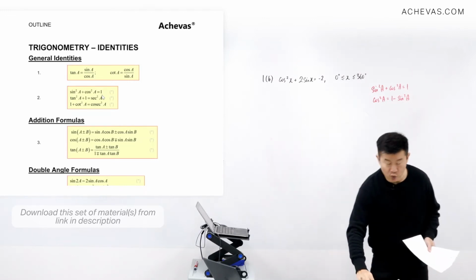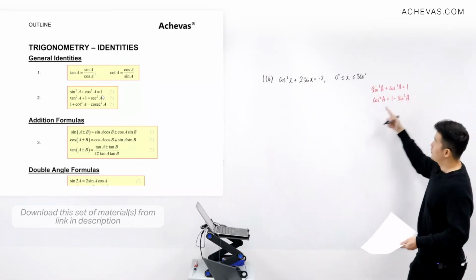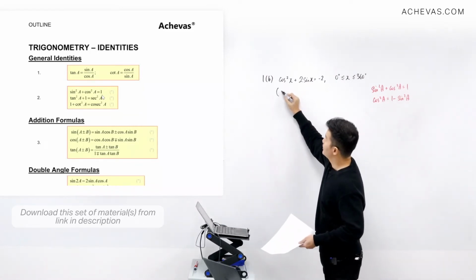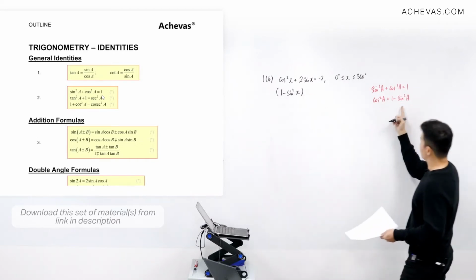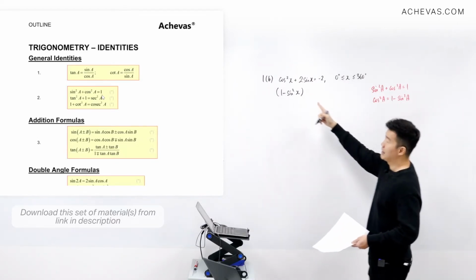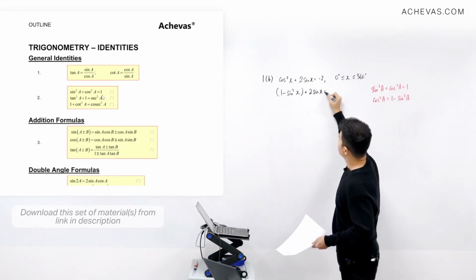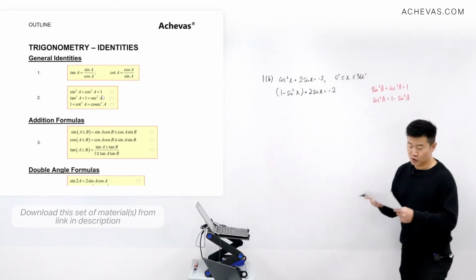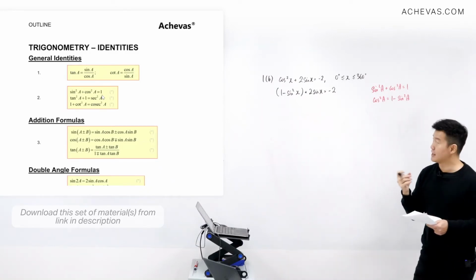So this allows me to re-express cosine square x. I can re-express cosine square x to become 1 minus sine square x, making use of this, replacing the A by x. So I have this plus 2 sine x, which is equal to minus 2. And now I have an equation that is in terms of just sine x.